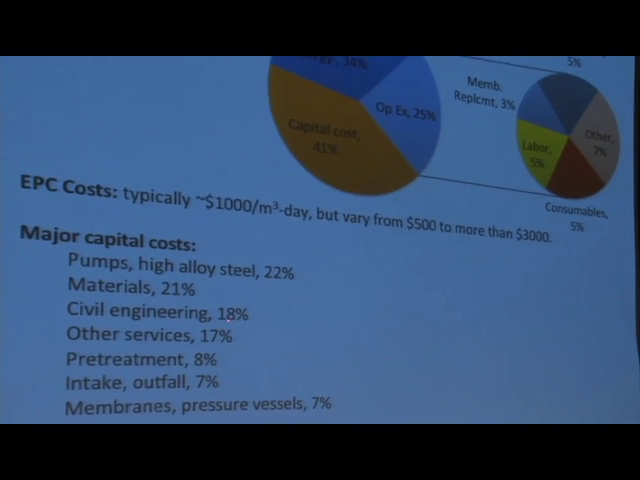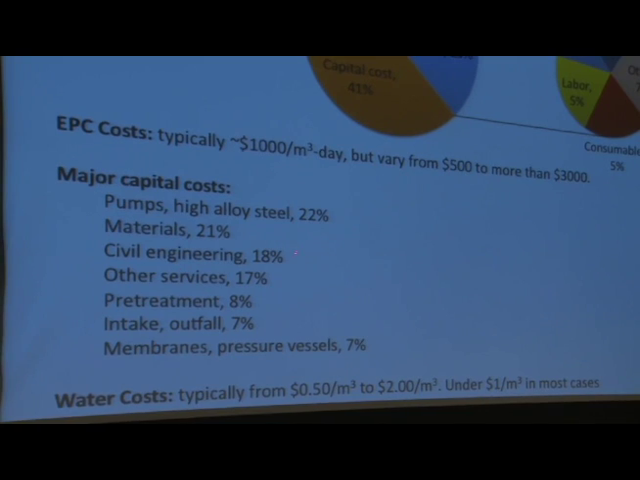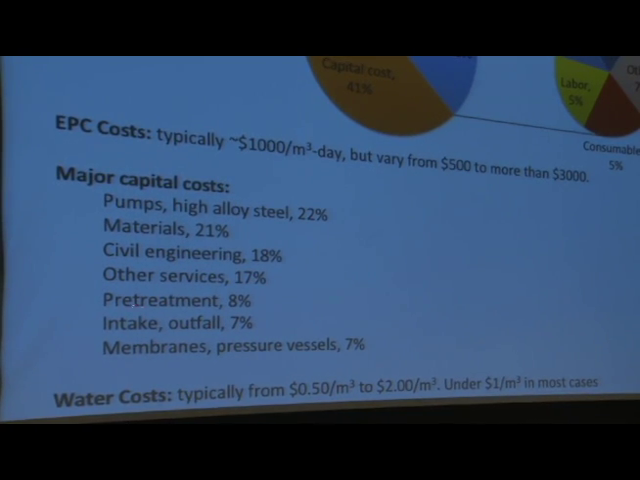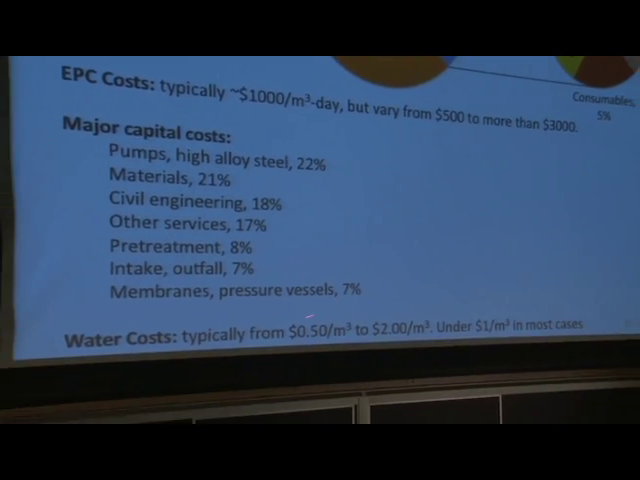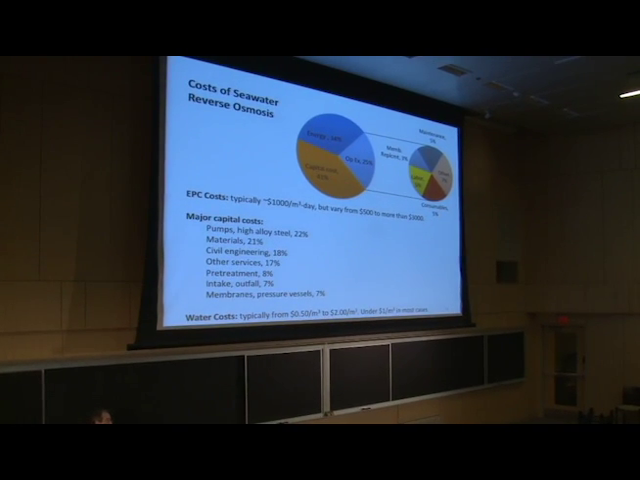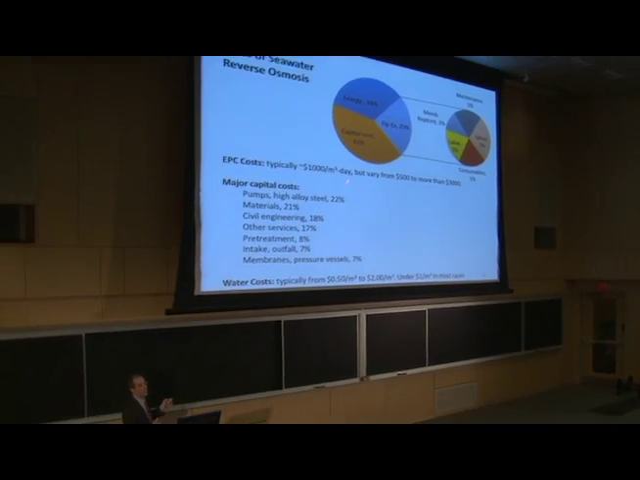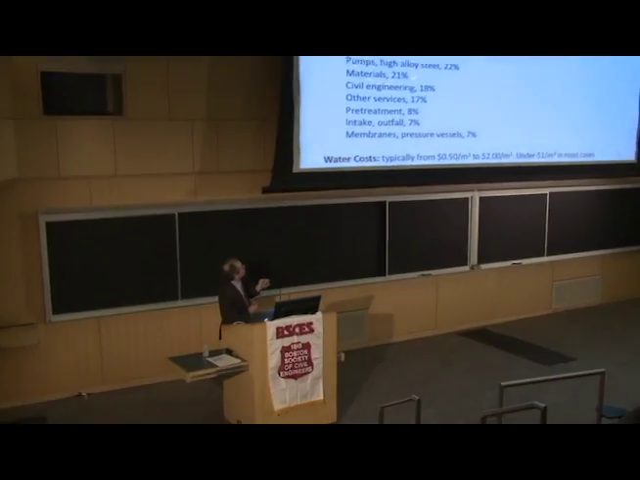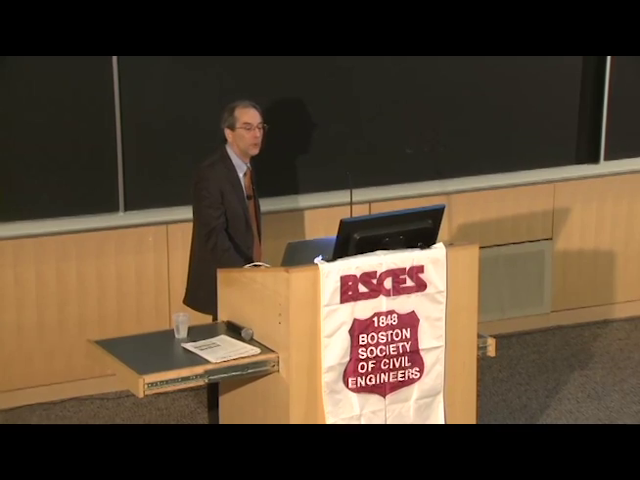High alloy steel and pumps are almost a quarter of the cost of a typical plant. Other materials, engineering services, legal and other services. Finally, pretreatment, intake, and outfall for the plant. And surprisingly, down here near the bottom are the membranes and pressure vessels. And for all the attention given to membranes, they're actually not the most costly part of the plant by a good stretch. What this also tells you is that as you think about engineering these plants to cut the cost, you're probably interested in seeing what you can do to reduce the amount of high alloy steel or the number of high pressure pumps you have, as opposed to improving the membranes.